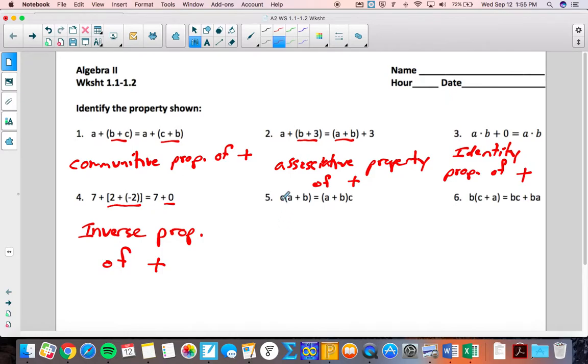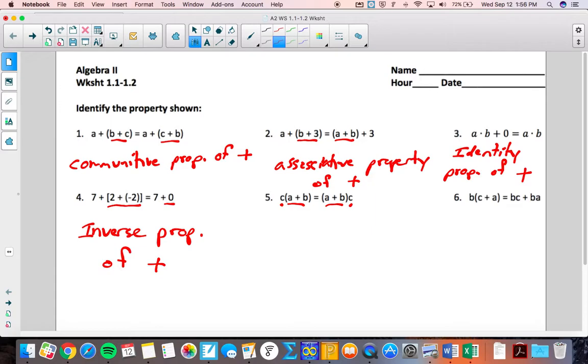What's going on here? So I noticed that we have c times a plus b, and here we have a plus b, still in parentheses, times c. So what changed from the left side to the right side? The order of the multiplication with the parentheses, a plus b, switched with the c.